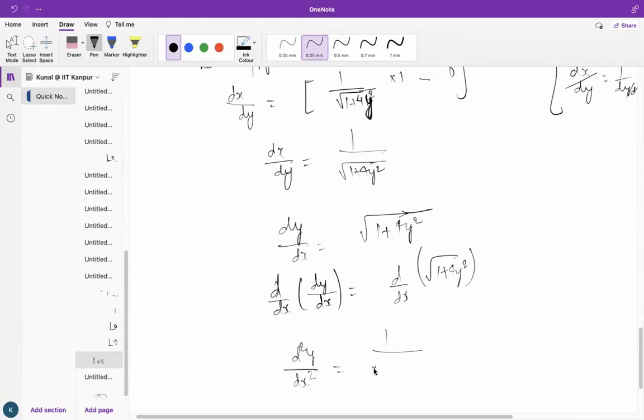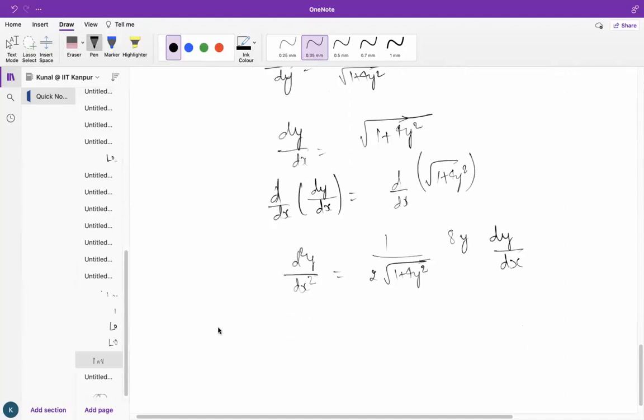So what we get is 1 by 2 root of 1 plus 4y square. Now differentiate it with respect to y again, because there is a y square term now. So it will be like 8y into dy by dx. I hope you all understand what I'm trying to say. So here d square y by dx square is equal to, and what is the value of dy by dx?